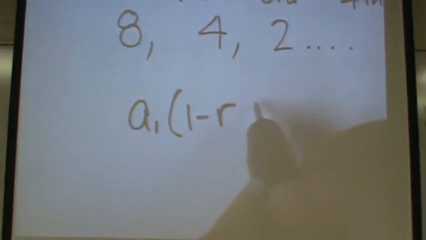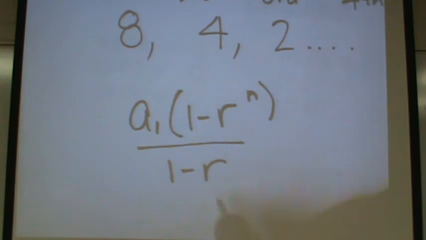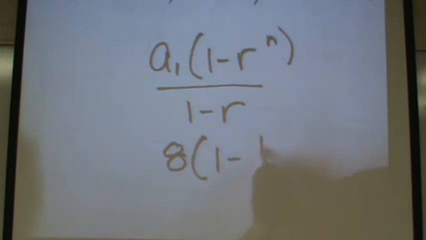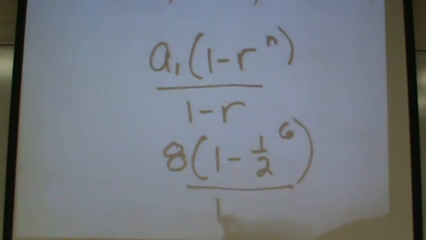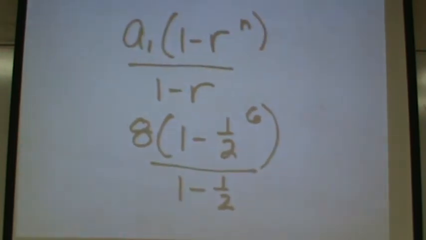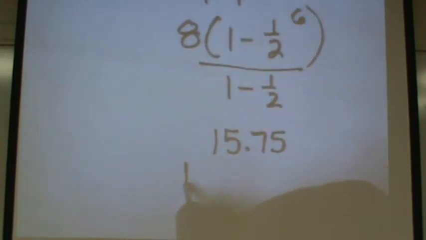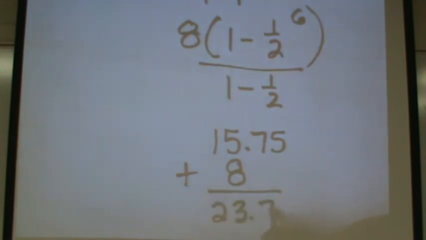So what is our equation? A sub 1 times (1 minus r to the n power) over 1 minus r. Our first term in the sequence is 8, and the ratio is 1/2. It's bouncing half the previous height. Now, how many terms are we adding together? Well, on the 7th bounce, it's 6 terms. So you're going to do this problem, and you're going to get for an answer 15.75, but you have to remember to add the initial drop of 8 feet. So the answer is 23.75.